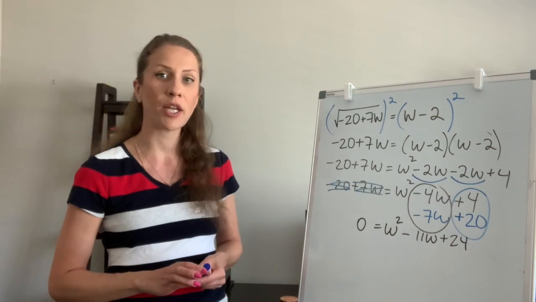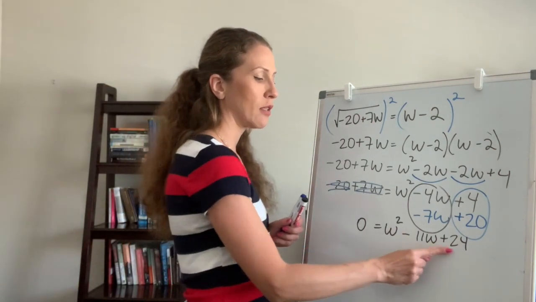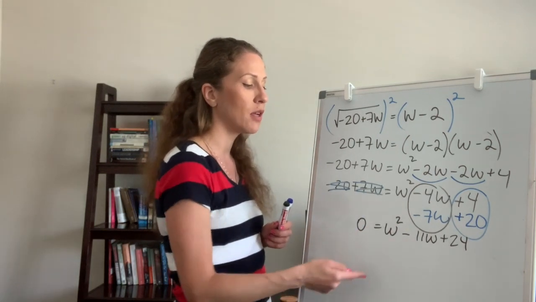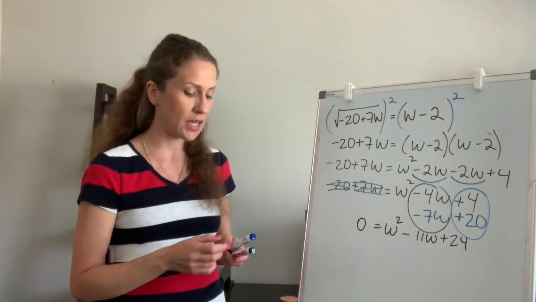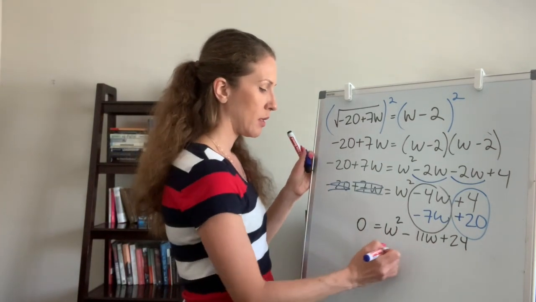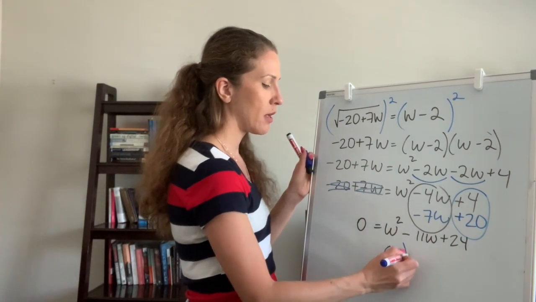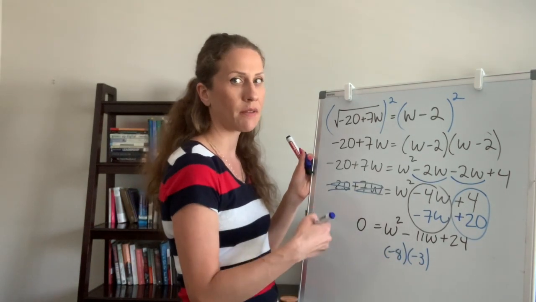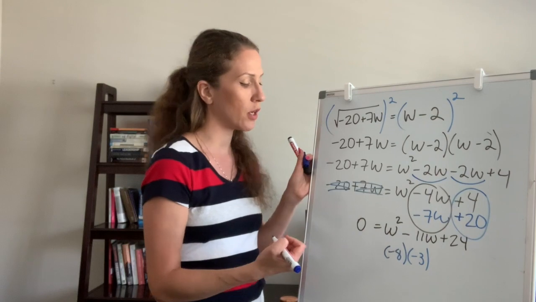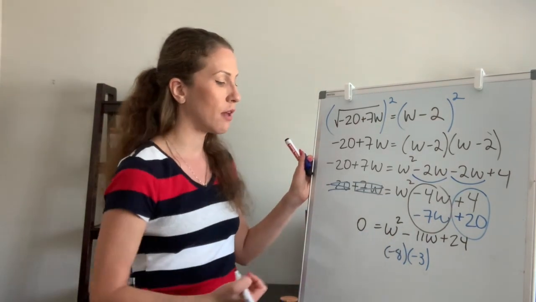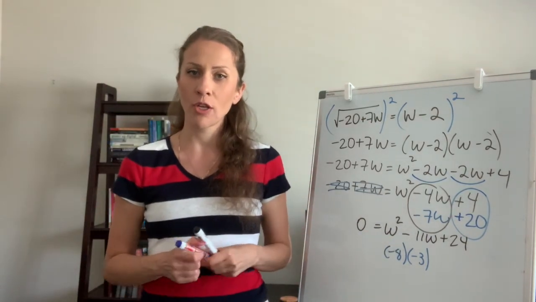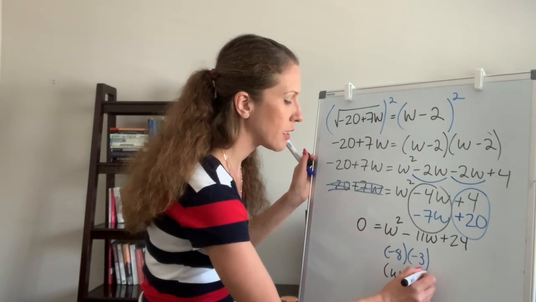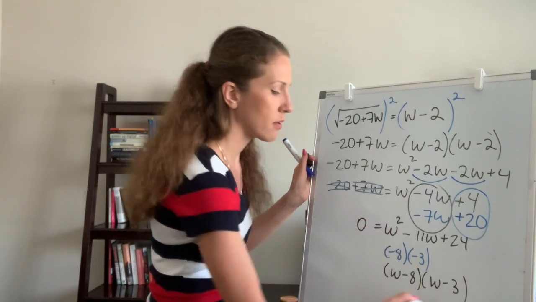So all I need to do is find two numbers that multiply to positive 24, but at the same time add to negative 11. Those numbers are negative 8 and negative 3. If you multiply negative 8 and negative 3, negative 8 times negative 3 is positive 24. If you add them, you get negative 11. So the factored form of the trinomial on the right is w minus 8 and w minus 3.